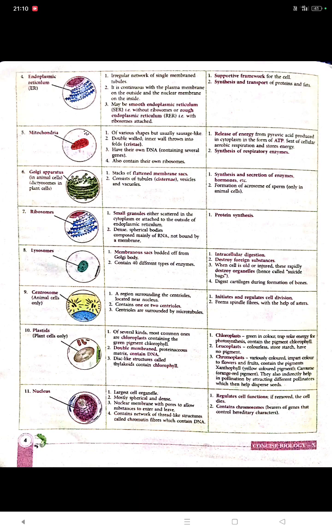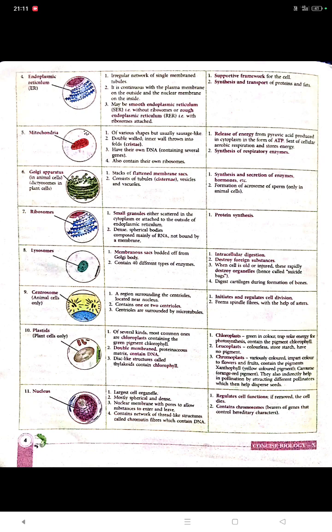Mitochondria is the powerhouse of a cell. It gives power, energy, to run the cell. Of various shapes and sizes, and double walled. The inner wall is thrown into folds called cristae. It has its own DNA and also contains its own ribosomes. It releases energy; it is the powerhouse of the cell. ATP means adenosine triphosphate. Synthesis of respiratory enzymes. Okay.